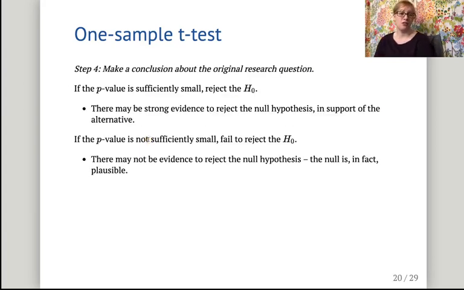Finally, make a conclusion. So if our p-value is small enough, we'll reject our null hypothesis. There may be strong evidence to reject the null, support the alternative. If the p-value is not sufficiently small, we'll fail to reject our null hypothesis. There might not be evidence to reject the null hypothesis.